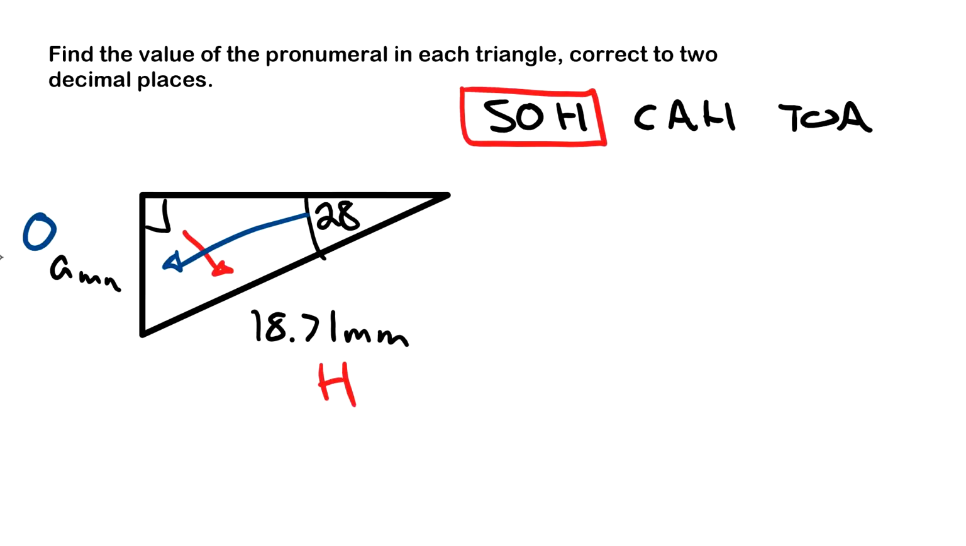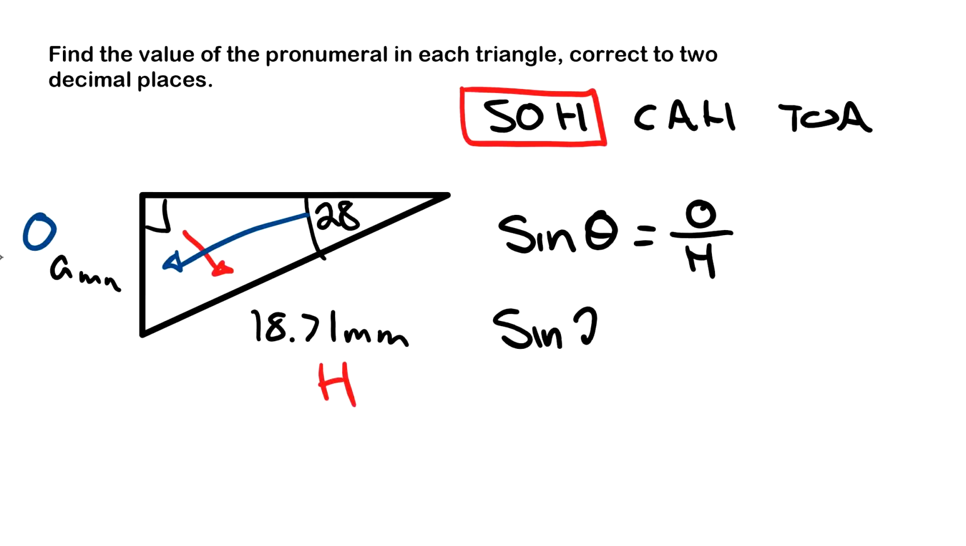Now I write my equation. I'll write this out, O over H. So sine 28, because that's my angle, equals my opposite side, and in this case that's my A. We don't know what that is. And then my hypotenuse is 18.71.